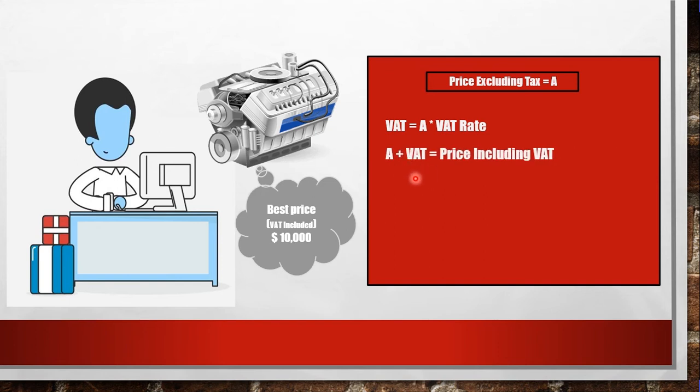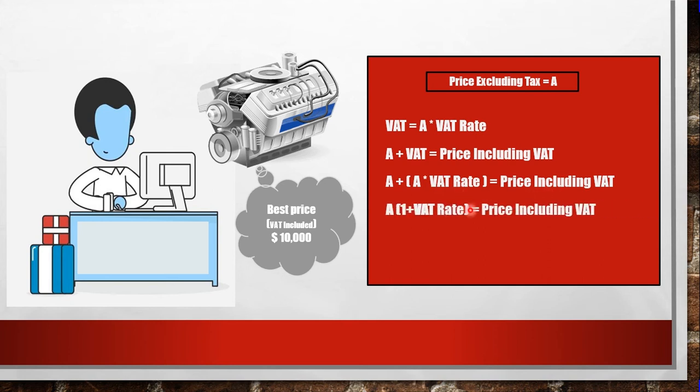Now we have this equation: price excluding tax plus VAT is the total price, which is $10,000 in this example. We know VAT is A times the VAT rate, so we include it here: A plus A times VAT rate is our total price. From here, we can get an equation for our excluding tax price: price including VAT divided by 1 plus VAT rate. This is the equation if we are to calculate the manufacturer's price, which is the excluding tax price. So let's calculate this for $10,000.